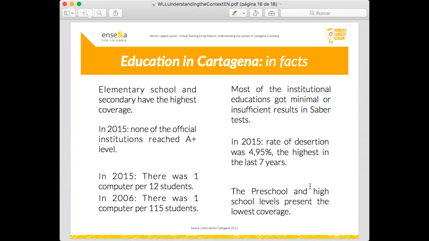In 2015, there was one computer per 12 students, compared to one computer per 115 students in 2006, which shows some improvement. Still, most of the institutional educations got minimal or insufficient results in several tests. In 2015, the rate of desertion was 4.9, the highest in the last 7 years, and the preschool and high school levels present the lowest coverage.